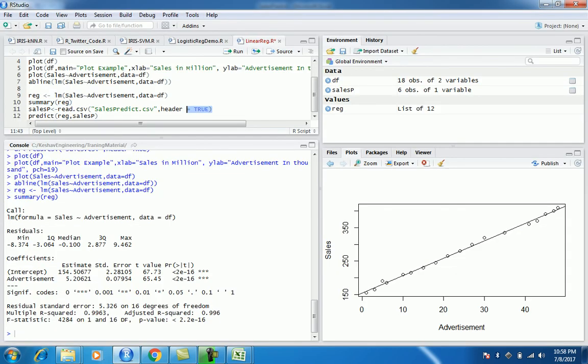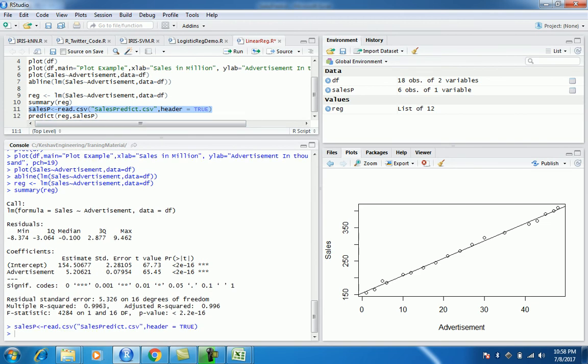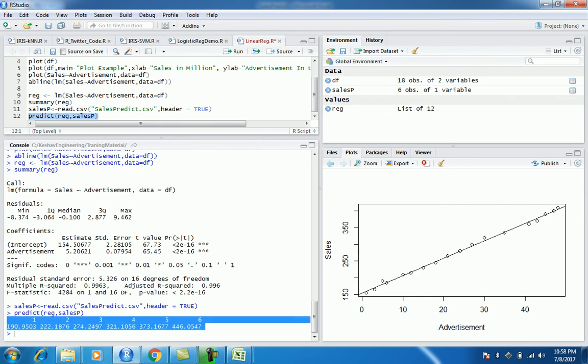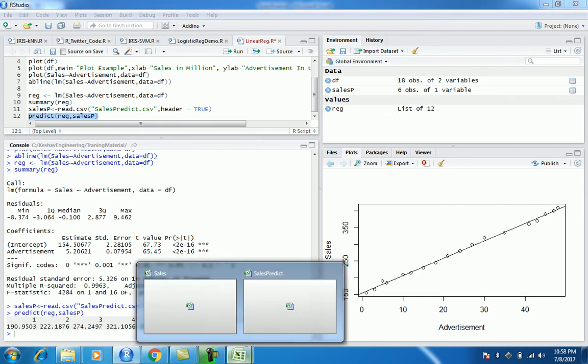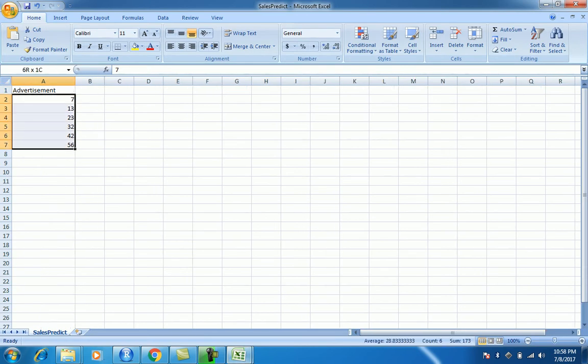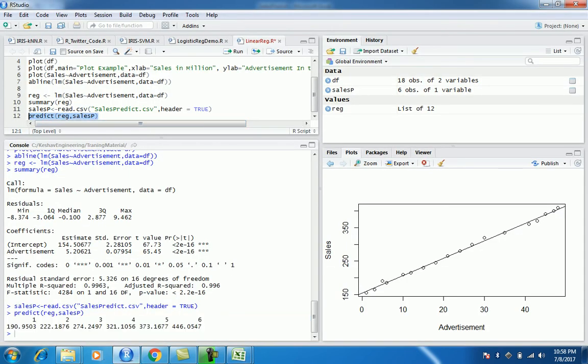Now having said that, let's input the predicted sales value, and next would be predicting. So basically we are trying to predict the new sales, the advertisement values against the regression model that we have established. Now these are the predicted values against the inputs for the advertisements, 7, 13, 23, 32, 42 and 56 respectively. Now having said that, let's go back quickly and see.